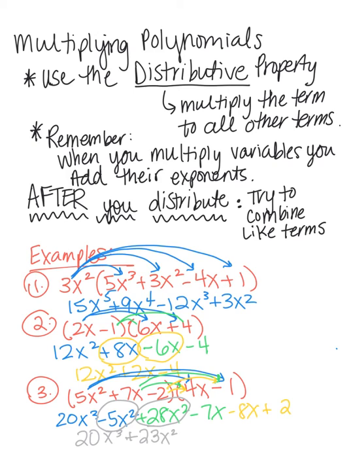I see some more like terms. I've got a negative 7x and a negative 8x, which is going to give me a negative 15x. And then that plus 2, nothing alike. So just like the 20x cubed, I'm just going to bring it down.